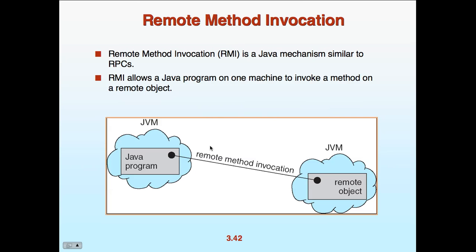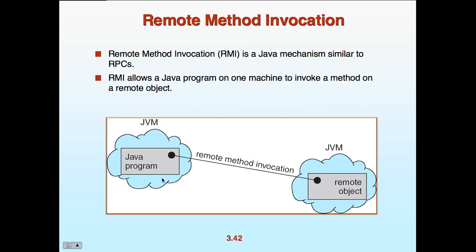Another very, very popular one these days is RMI. Remote method invocation is a mechanism similar to RPC. It's most similar to that. It doesn't really use a socket abstraction. It allows one Java program on one machine to invoke a method of an object on another machine.